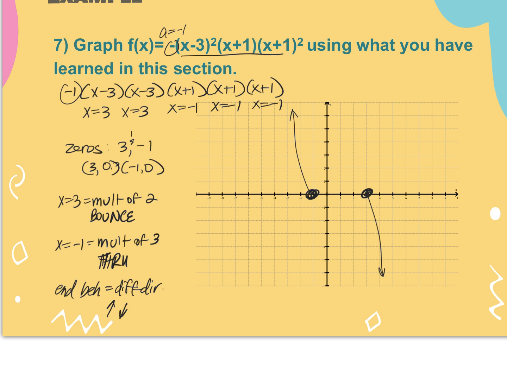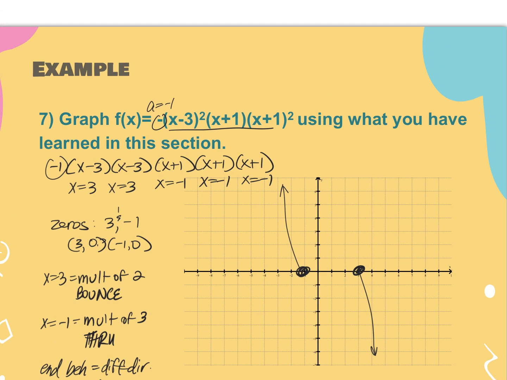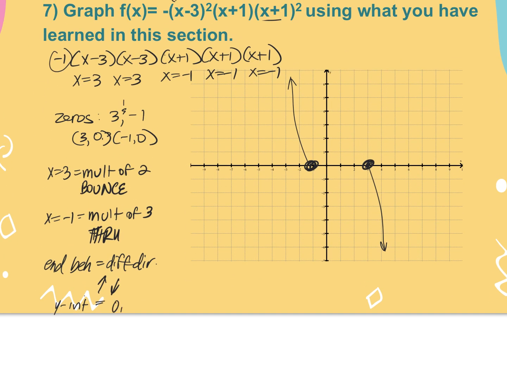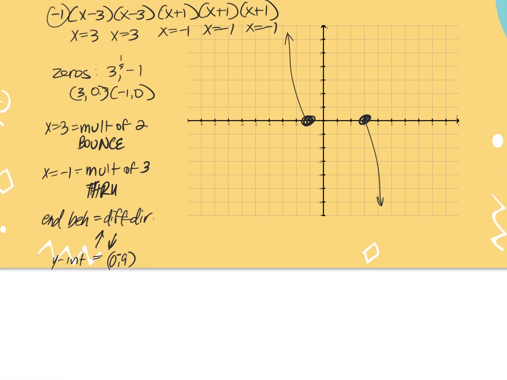So again, let's think about the y-intercept. That's one more value I need. Now, if x is 0, I'm going to get a lot of different answers here. This one's not as easy to solve, is it? When I'm trying to find the y-intercept, I make x equal to 0. So that's going to be negative 3 squared times 1 times 1 squared. Negative 3 squared is 9, times 1 times 1, so that's 9, and then negative, so negative 9. So when x is 0, y is negative 9. Okay, so my y-intercept is going to be there, at negative 9.